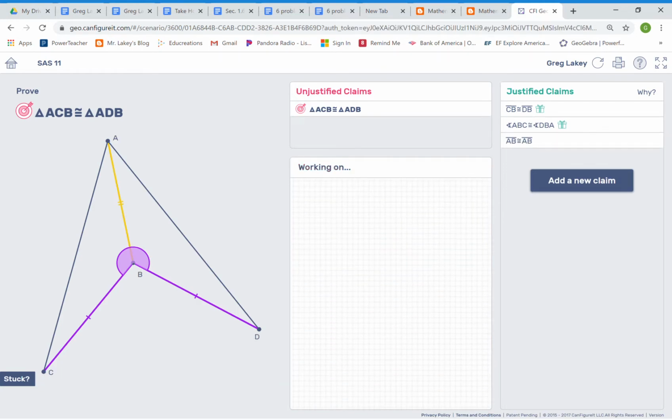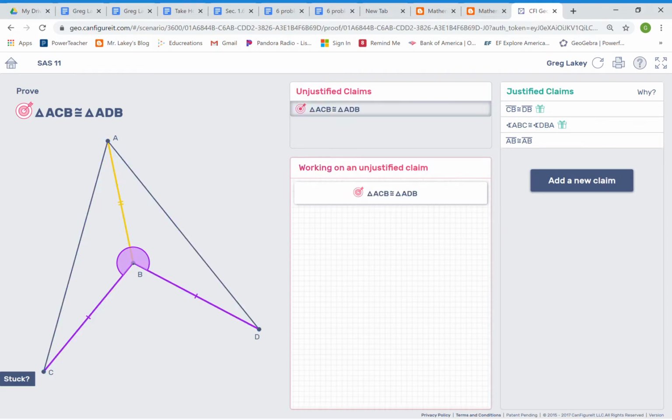And we have what we need, right? We have the two in purple that are one hash mark. Both of those are congruent. The yellow one signifies that both of those, if we were to split the triangle, would have two hash marks in that line because those lines are congruent. And the two angles are congruent. So let's go to unjustified claim.